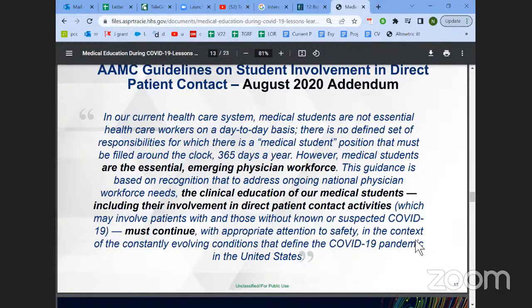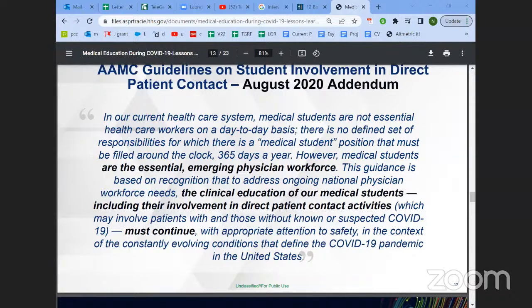But then there was another guideline that was released in August 2020, which says: in our current healthcare system, medical students are not essential healthcare workers on a day-to-day basis. There is no defined set of responsibilities for which there is a medical student position that must be filled around the clock, 365 days a year. However, medical students are the essential emerging physician workforce.